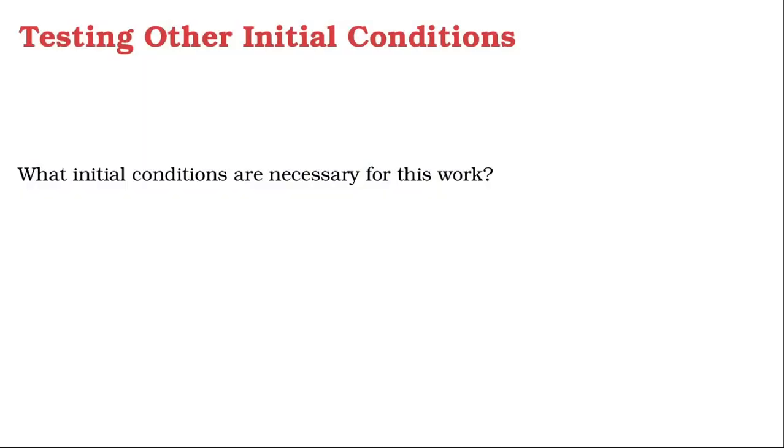What initial conditions are necessary for this to work? Let's simulate capital Theta with the optimal function for r in the following range of initial conditions. Capital Theta naught is between 0 and 2 pi, and capital Theta prime naught is between 0 and 10.